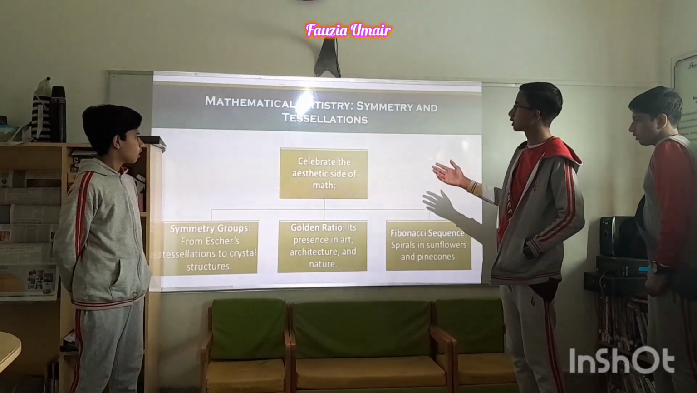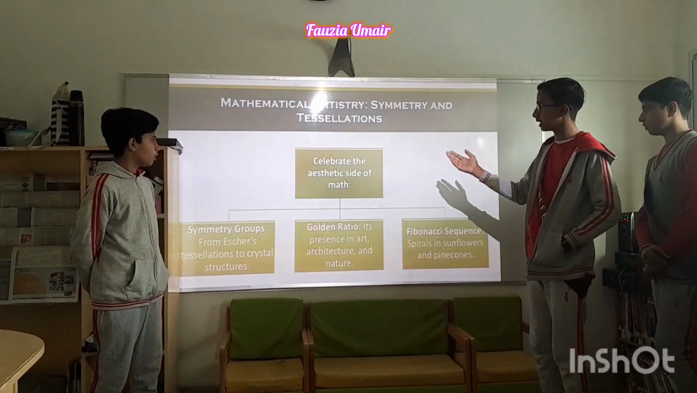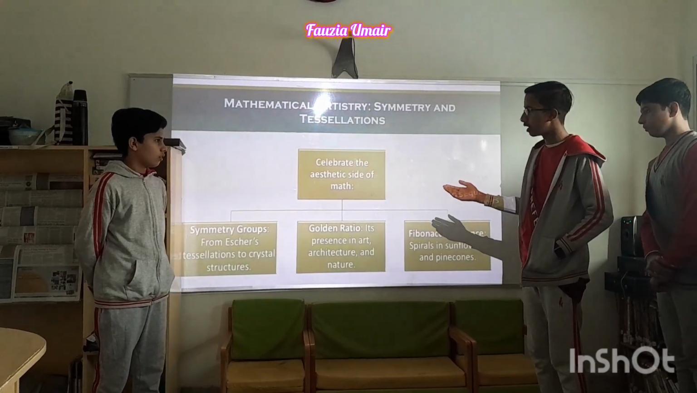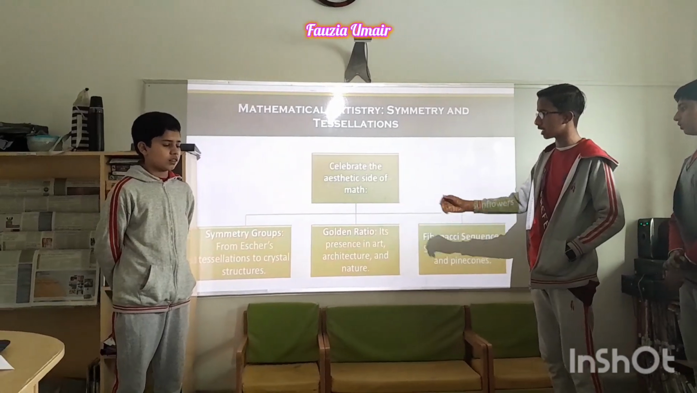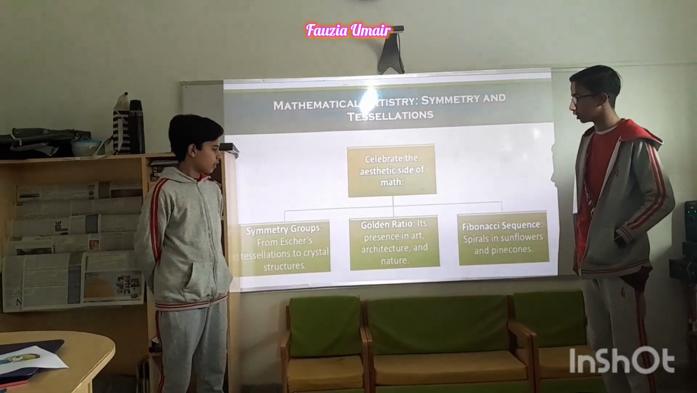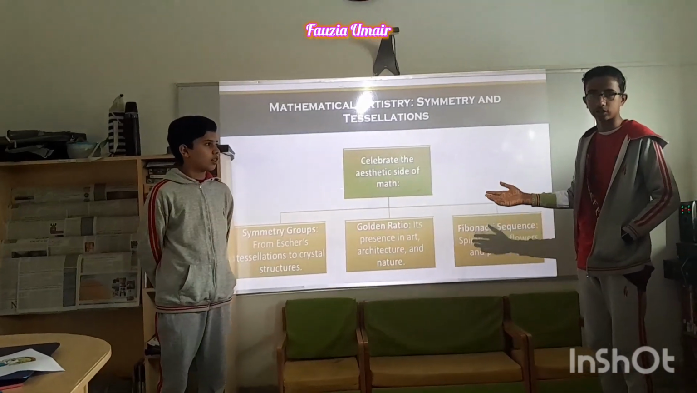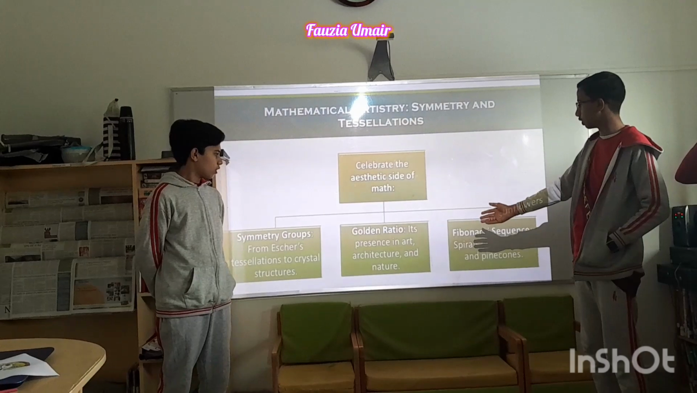The last thing we have is mathematical artistry: symmetry and tessellations. For this we are going to celebrate the aesthetic side of math. First we have symmetry groups, from Escher's tessellations to crystal structures. Escher's tessellations are a part of maths, and the crystal structures are part of the sciences of chemistry and bio. Then there is the golden ratio.